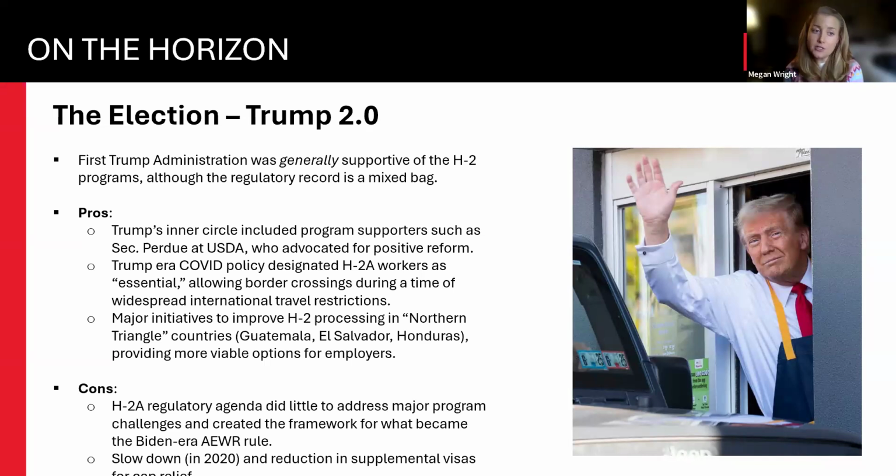Taking a look back at his first administration, overarchingly, it was generally supportive of the H-2 programs. I think it's always important to note that Trump himself participates in both H-2 programs. At Mar-a-Lago, he uses H-2B workers. And while it is primarily Eric still in the Trump family, they use H-2A workers at the Trump winery in Virginia. So he is very much aware of what the programs are, and we have done a lot of due diligence with the Trump transition team and now some of the confirmed members of the cabinet moving forward.